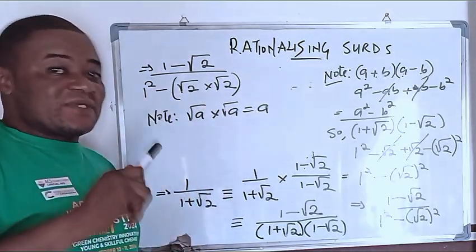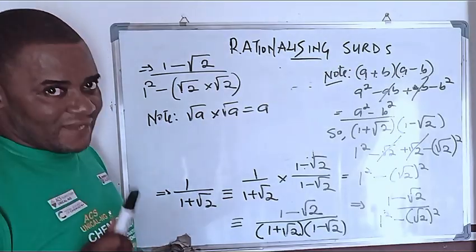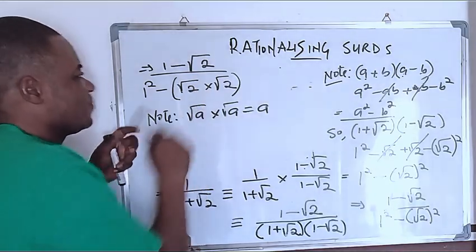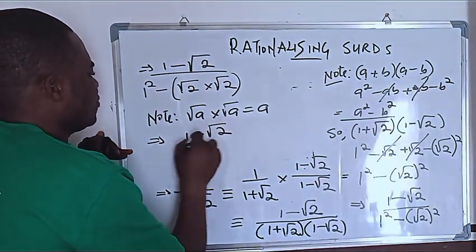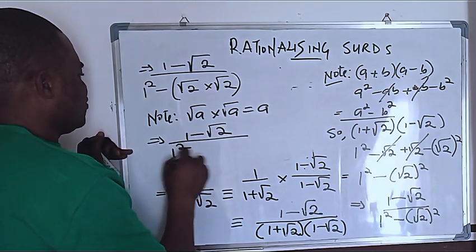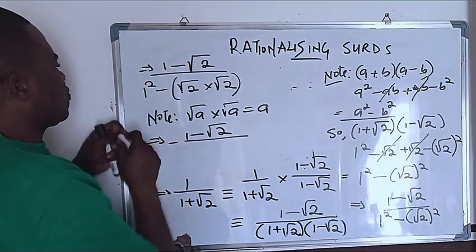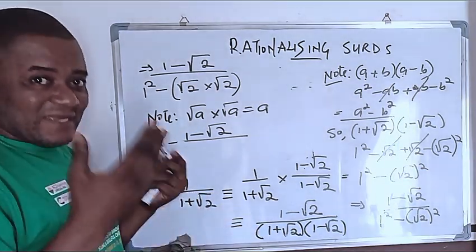Sod C times sod C is C. Sod 10 times sod 10 is 10, and not sod 10. So it means that here will be 2. So we are going to rather have 1 minus sod 2 all over 1 square. Of course, let's leave this 1 square thing. 1 square is 1, isn't so? 1 times 1 is 1.